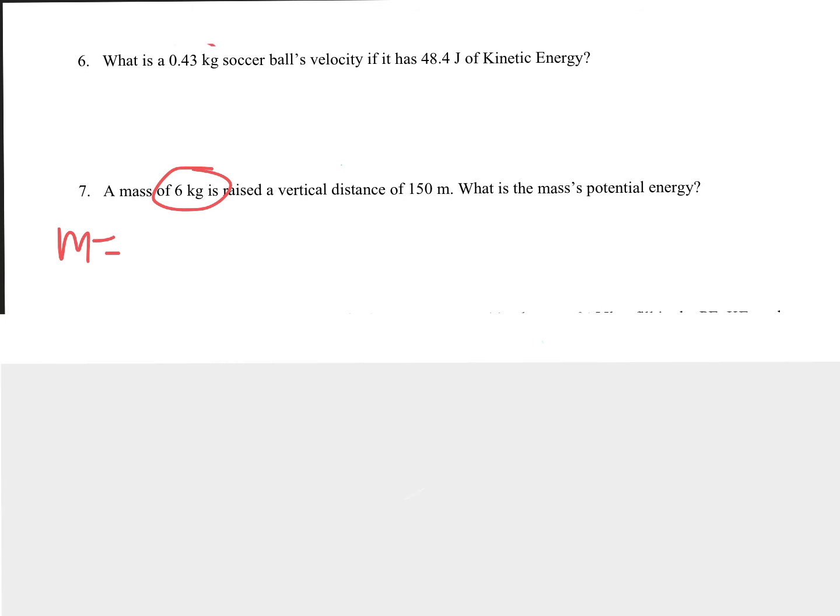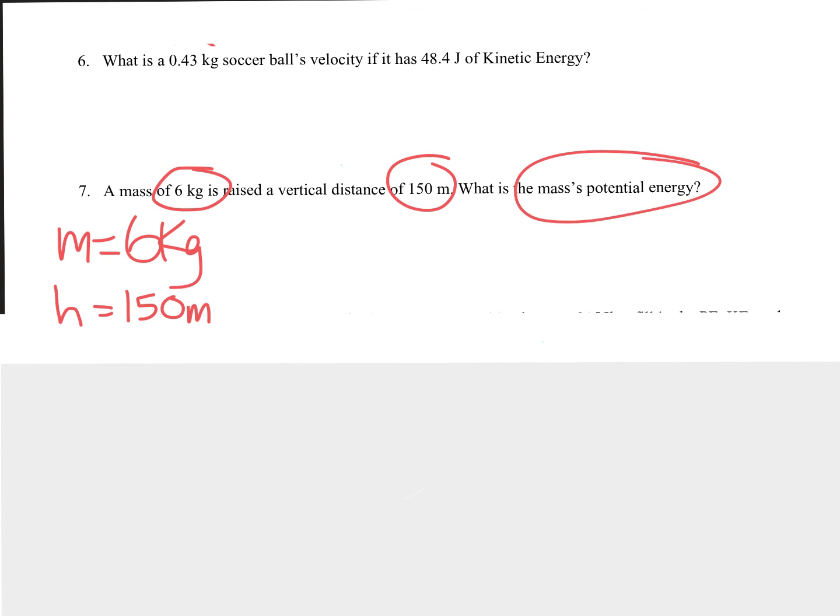So right away we're given a mass is 6 kilograms, raised a vertical distance of 150 meters. So to me, if it's 150 meters up in the air, that's its height. We want to know what that mass's potential energy is. So the question is, what is its PE? Now we know that potential energy's equation is mass times gravity times height.